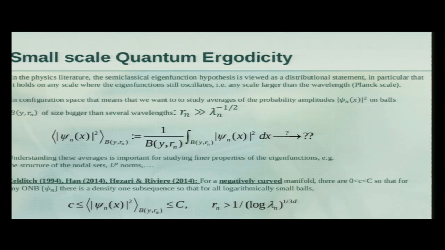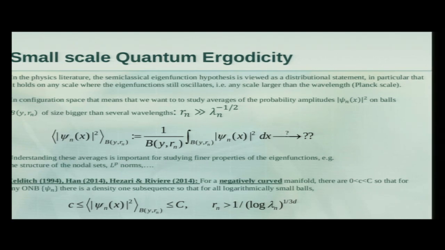Now, if we were to go back to the queen, the way Michael Berry formulated the semi-classical eigenfunction hypothesis, and the way most physicists think about it, is that it's a distributional statement. That is, not only are the expectation values supposed to converge to some global average, but it's also supposed to be true if you localize a statement and compute expectation values on shrinking sets which shrink with Planck's constant or the eigenvalue, as long as they can't be too small. You still need the eigenfunction to oscillate. So oscillate means they have to be larger than the wavelength scale, which is 1 over the square root of the eigenvalue.